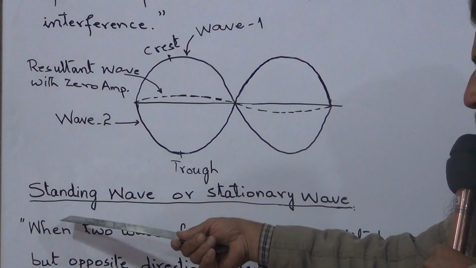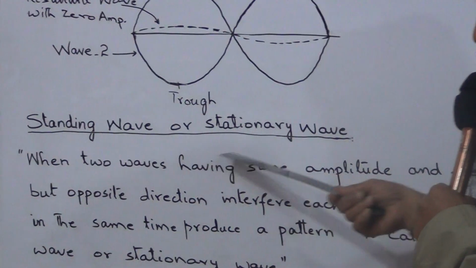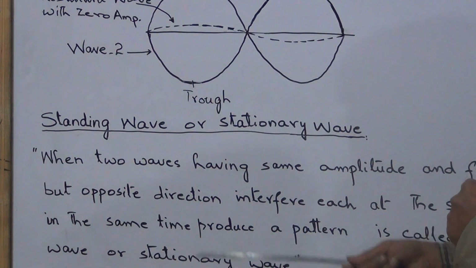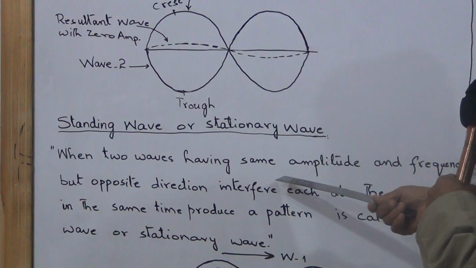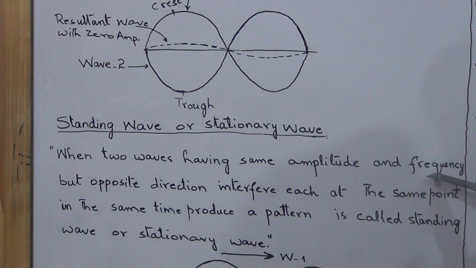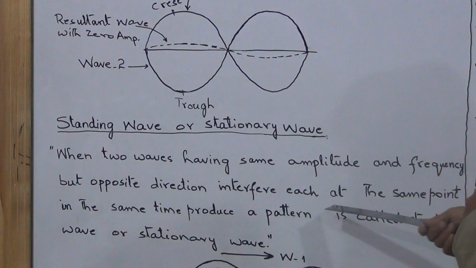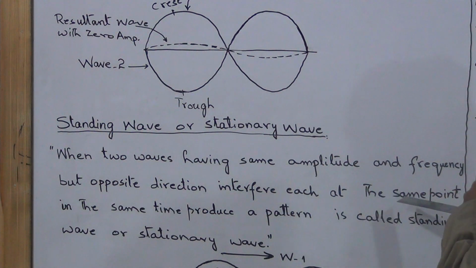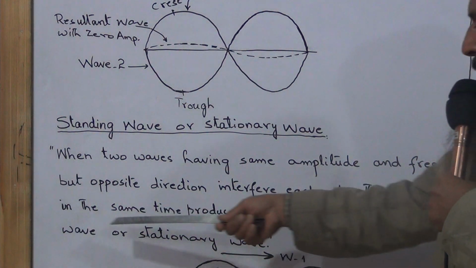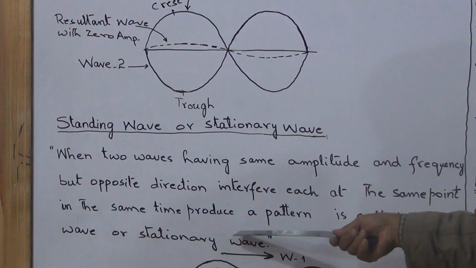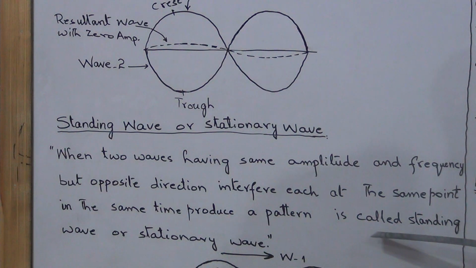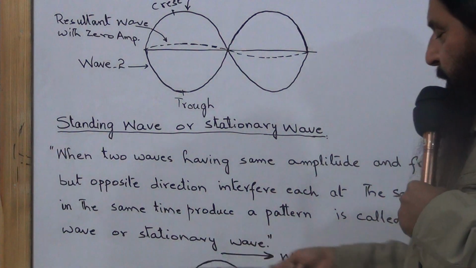Now the next topic is standing wave or stationary wave. When two waves having the same amplitude and frequency but opposite direction interfere with each other at the same point at the same time, they produce a pattern called a standing wave or stationary wave.